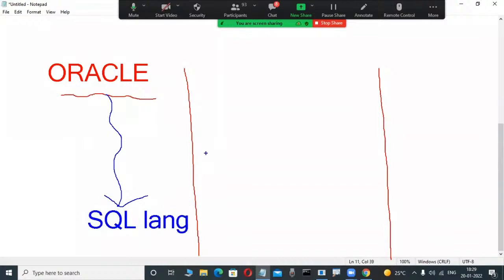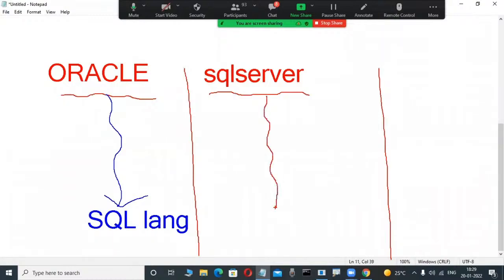Suppose in my company another project also exists, which is also a relational database product from Microsoft. That is SQL Server. Some employees work on the SQL Server product. It is also a database product, like Oracle, but to operate that SQL Server they use one language only. What is that language? SQL is a language.